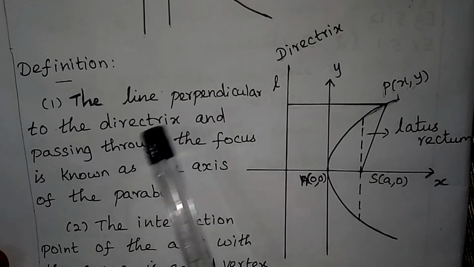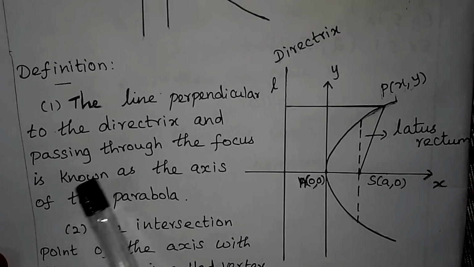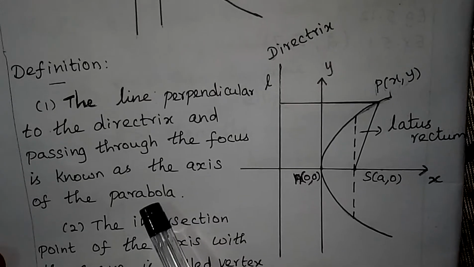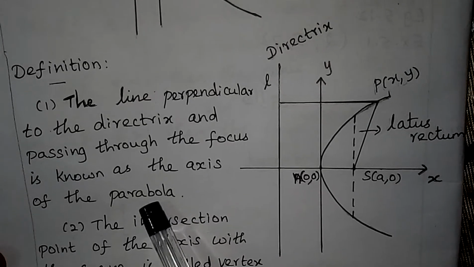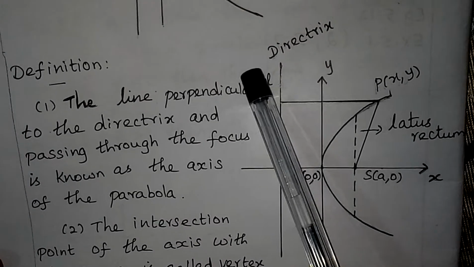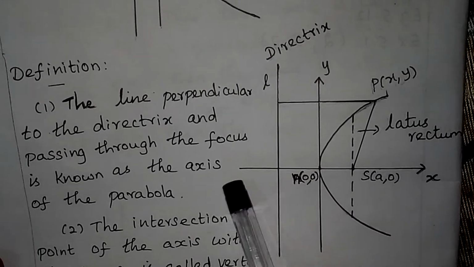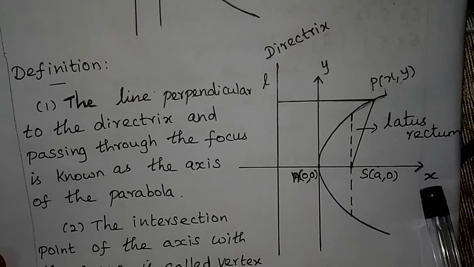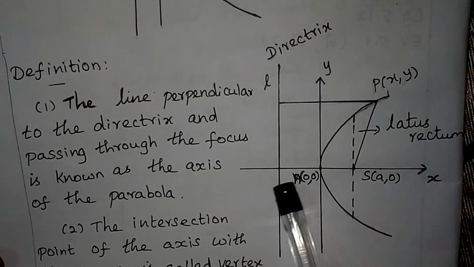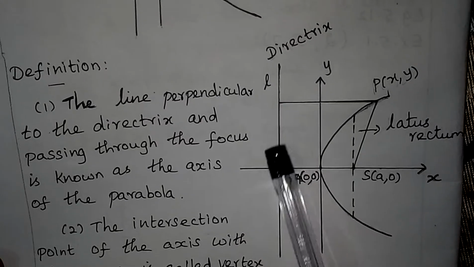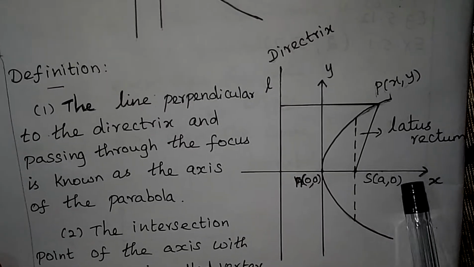The line that is perpendicular to the directrix and passing through the focus is known as the axis of the parabola. So axis means it is a line that is perpendicular to the directrix. This is our directrix, isn't it? So the line which is perpendicular to the directrix is what? This axis, the x-axis. And it passes through the focus. That is our axis. So axis means a line that is perpendicular to the directrix and passes through the focus.